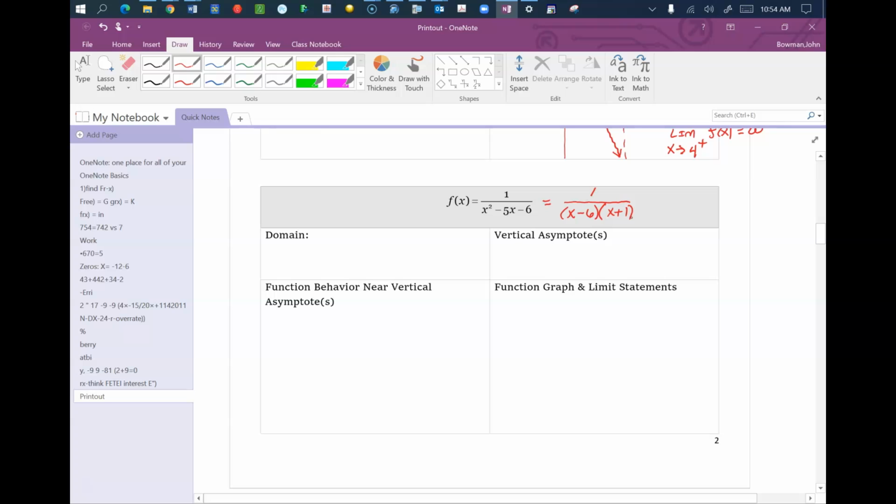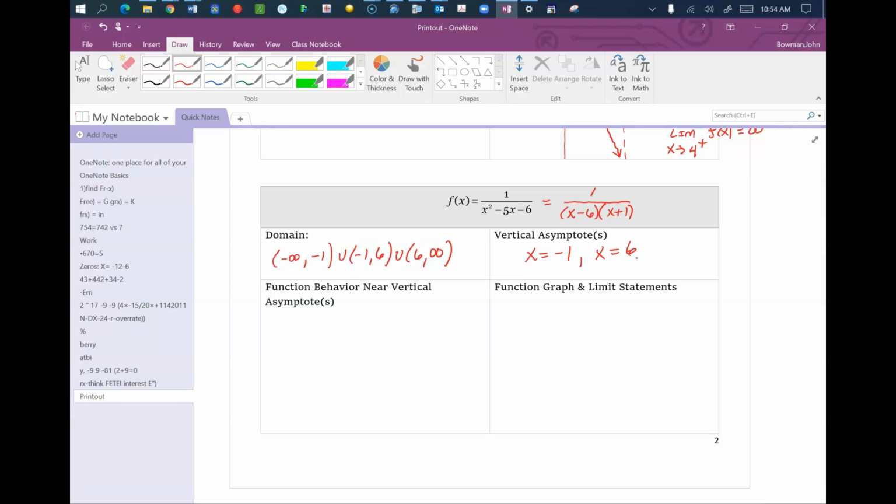Now we can easily see the domain and what real values of x make the denominator equal to 0. So our domain is all real numbers except for -1 and +6. So -infinity to -1, -1 to +6, +6 to infinity. So all real numbers except for -1 and +6. Similarly, we know that x equal -1 and x equal +6 are our vertical asymptotes.